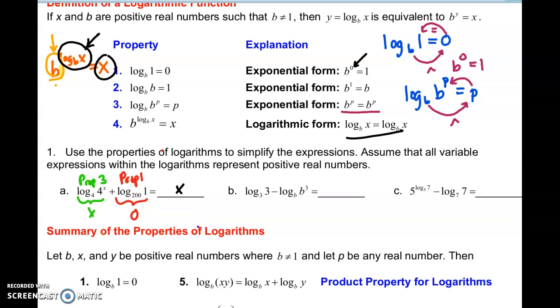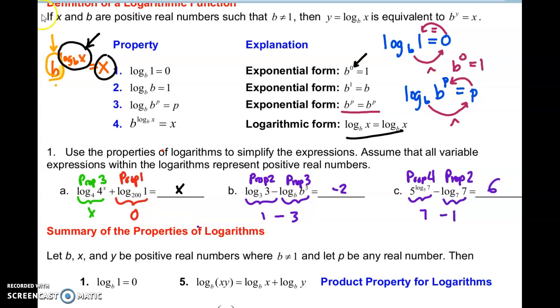The next one here, this is property 2. Property 2 says that this would be 1, and the next part would be property 3. So my answer here would be 3. So 1 minus 3, I would get negative 2. The next one, the first part here, this would be property 4, and this would be equal to 7. And this last piece here is property 2. The log base 7 of 7 would be 1. 7 minus 1 is 6.